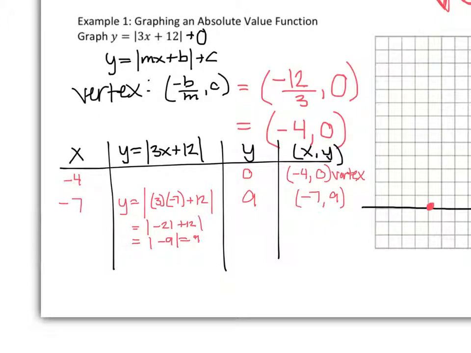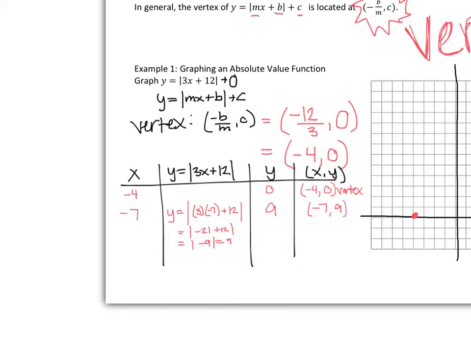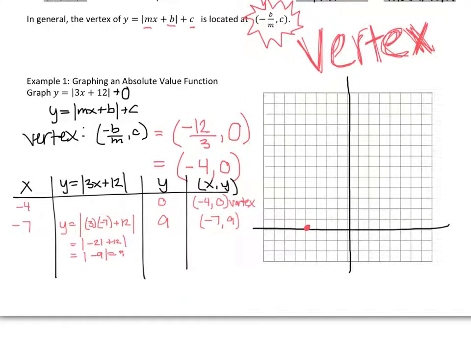All right, so let's plot the point negative 7, 9 on the graph. So negative 4, negative 5, negative 6, negative 7, and then go up 9. 1, 2, 3, 4, 5, 6, 7, 8, 9. Right there is our point.